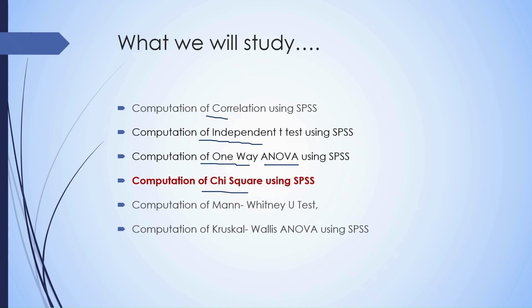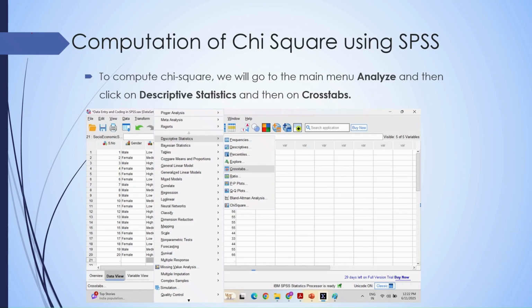Here we are going to calculate chi-square using SPSS. So to compute chi-square, we'll go to the main menu, that is Analyze, as usual, right? And then when you click on Analyze, you have this huge drop down. Here you have to choose Descriptive Statistics.